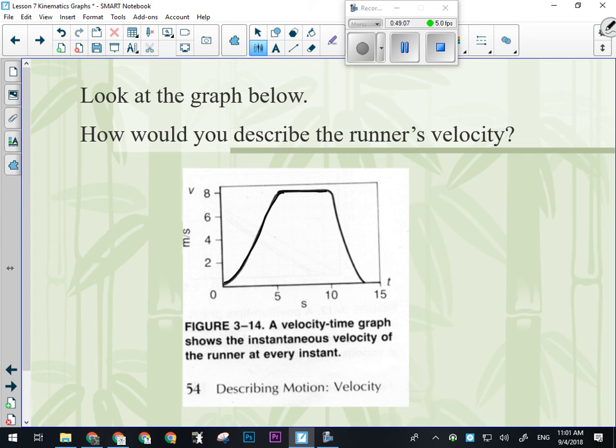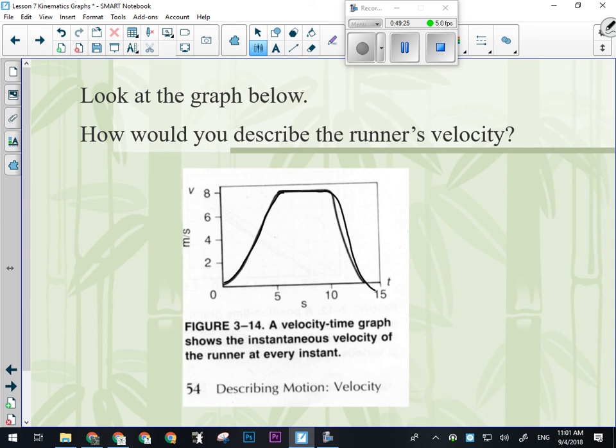And then after that, they decrease their velocity. In fact, they actually come to a stop because they come back down to 0, right? That line goes right down to 0. So they actually come to a stop in that last section.